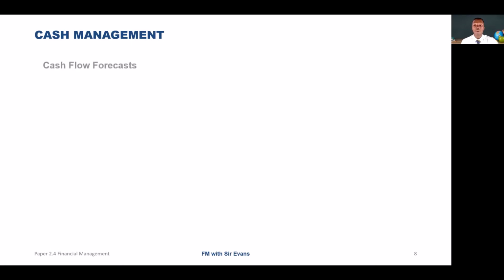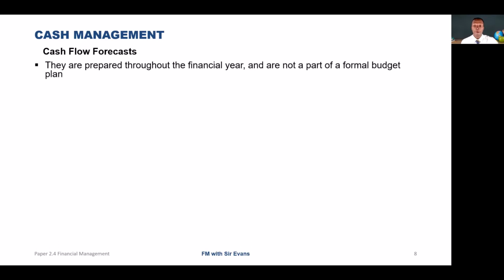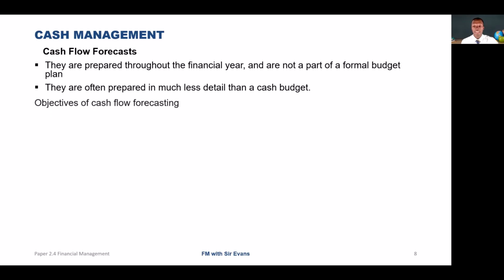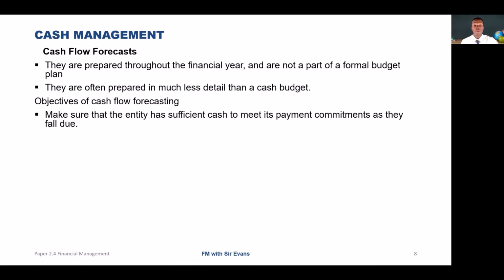Okay, so cash flow forecasts, how different are they? These are used to predict future cash requirements or future cash surpluses. However, unlike cash budgets, these cash flow forecasts are prepared throughout the financial year, are not part of a formal budget plan, and they are often prepared in much less detail than a cash budget. The main objective of cash flow forecasting, like what a cash budget also does, is that it makes sure that the entity is still expected to have sufficient cash to meet its payment commitments as they fall due, and also identifying the period when there will be a shortage in cash resources so that financing can be arranged.